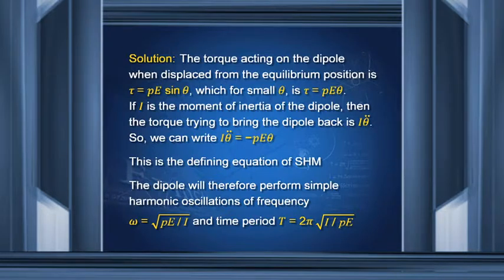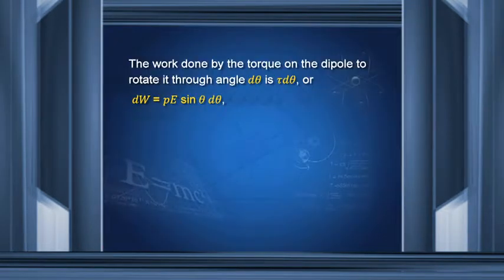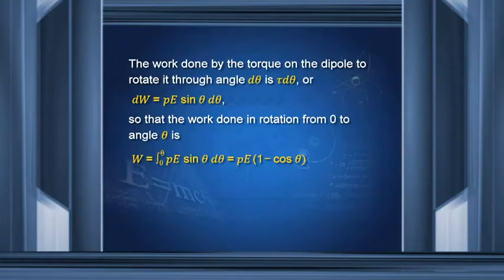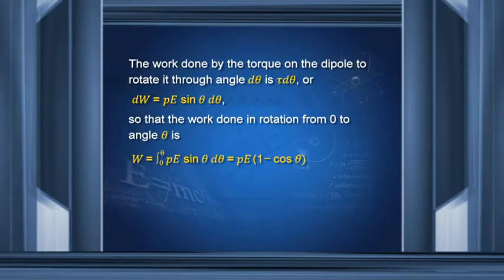The work done by the torque on the dipole to rotate it through an angle d theta is tau d theta, you know from mechanics. So, dW, the work done, is PE sin theta d theta. PE sin theta is the torque and d theta is the displacement. So, it is the work done, and I can integrate from 0 to theta. So, that the work done when it is moved from an angle 0 to an angle 90 degrees or angle theta is PE into 1 minus cos theta. Integral of this is PE into 1 minus cos theta.